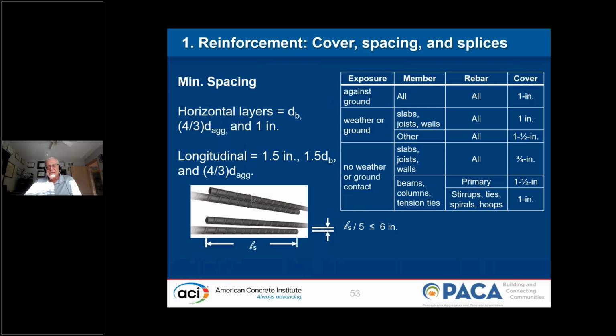There's also splices. The best splice to have is one where the rebars are in direct contact with one another and tied together, as shown here. But the code allows you to have a separation between the rebar, as long as that separation distance doesn't get too big. If that separation distance gets too big, the concrete will start to crack between the pieces of rebar, and we're not going to transfer the stresses from one rebar to the next.